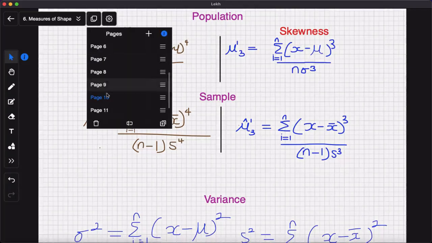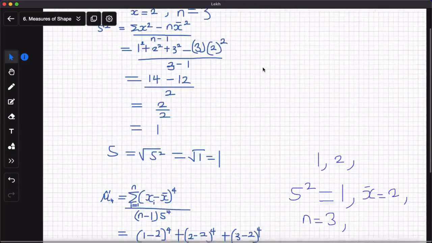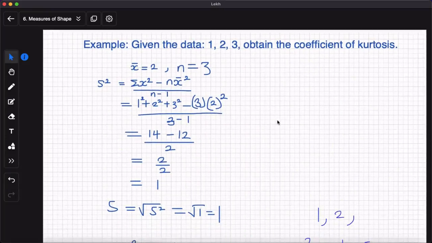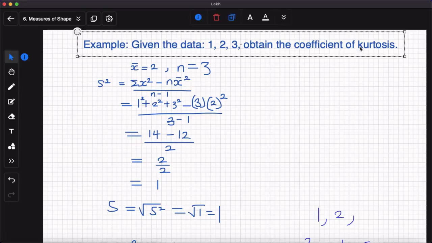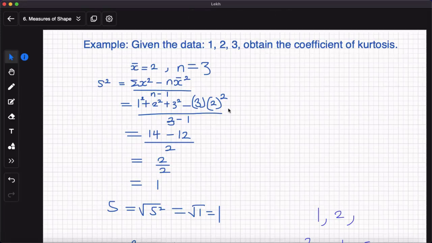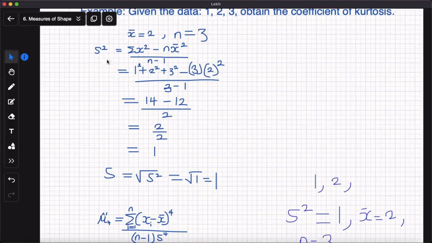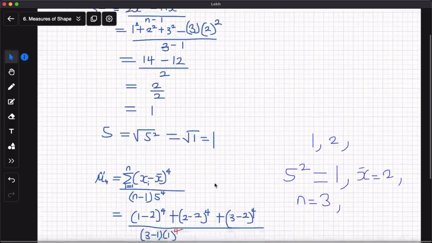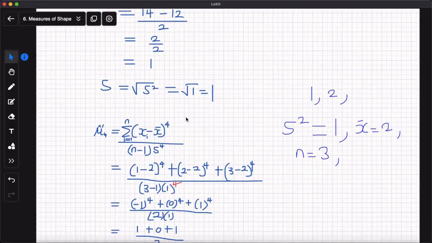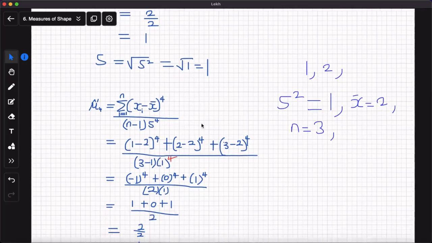We'll move on. Now, using the data that we had before, let's assume we are trying to obtain the coefficient of kurtosis. If we calculate x bar, it's going to be 2, n is 3, the number of observations. Then we have our variance to be 1 and our standard deviation to be 1. Then when we begin to put all these values into our formula, we're going to have what we have here. So how do we do that?